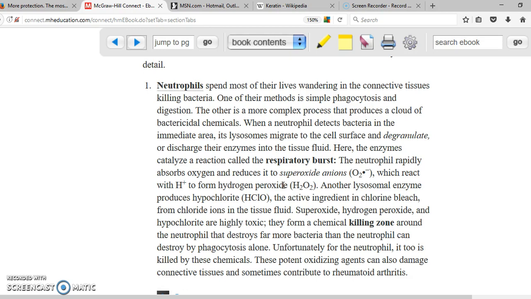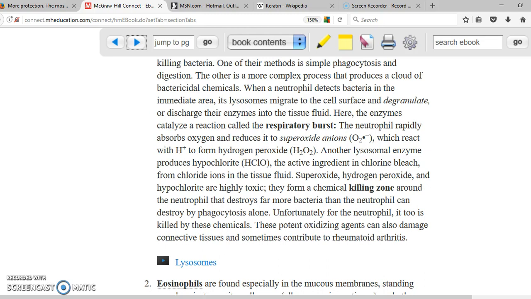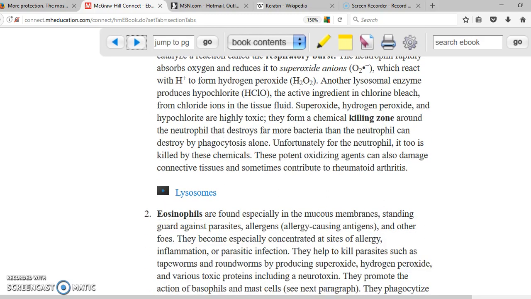And not only, unfortunately, are these very potent chemicals going to destroy the microorganisms, but the neutrophils are going to be destroyed as well. So yes, neutrophils help us destroy a lot of microorganisms, but they are going to be killed in the process.